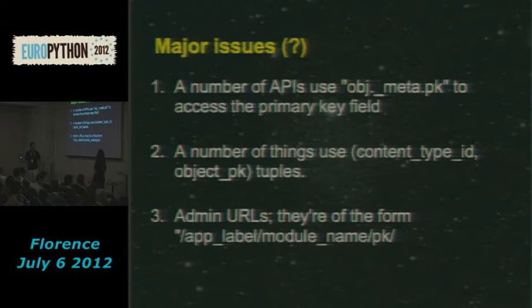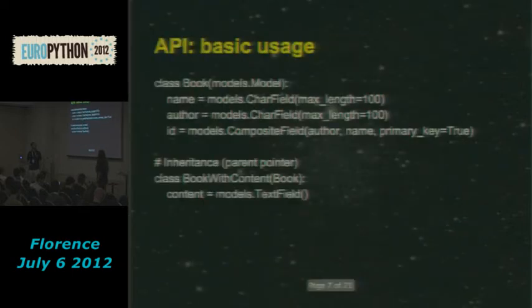Okay, the third one is that we need a way to somehow use this composite value in the URLs of the admin, for example. So we need somehow to turn it into a string and back again. Okay, so now we will show you the API we propose to create such models.